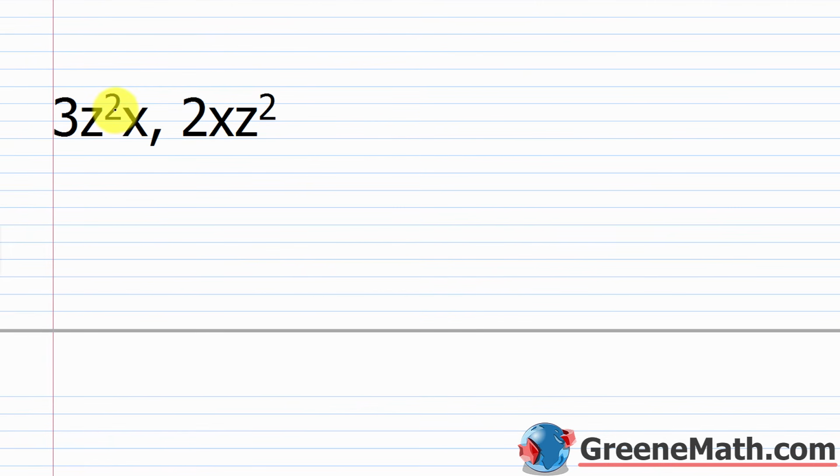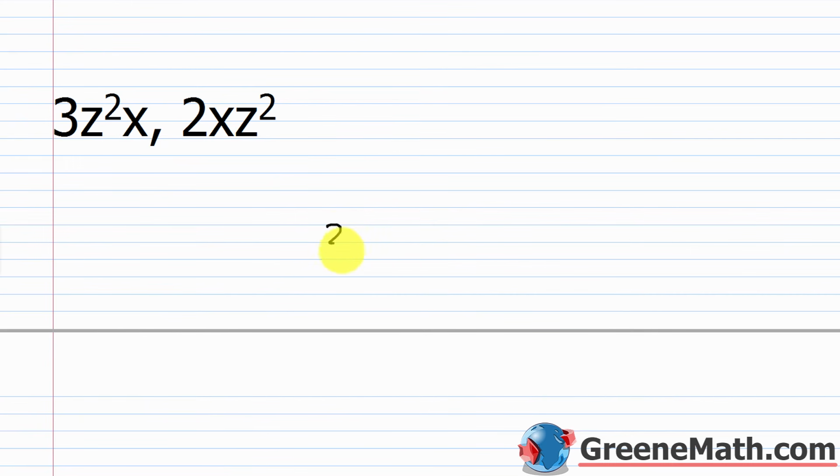Here we have 3z squared x and then 2xz squared. So this one might look like they're not like terms, but in fact they are. The variables are presented in a different order. But I want you to remember back from pre-algebra that multiplication can occur in any order, right? That's called the commutative property of multiplication.